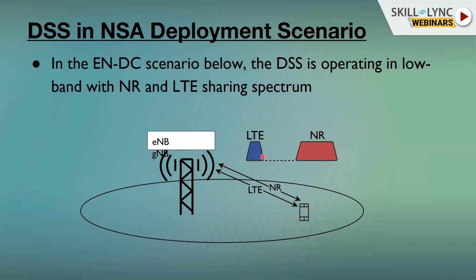So in this scenario, the DSS is operating in low band with NR and LTE sharing spectrum. So this could be a DSS phone with the right firmware. We'll talk about some of the requirements for DSS phones. You can't just buy a phone off the shelf, and it doesn't just support DSS by default. So it has to be a specific kind of firmware. But anyways, we've got spectrum sharing happening in this sort of NSA scenario.